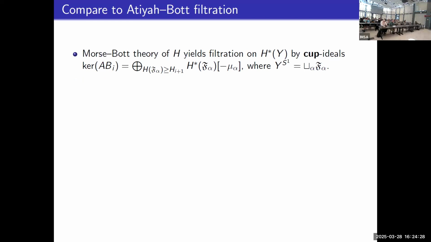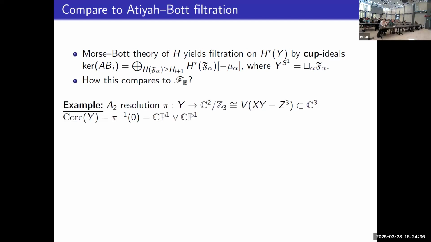So that looks very similar to our filtration, and then I wanted to see how it compares to ours in a very simple example, like the A2 resolution. For more general examples, the story gets more complicated, but this is just showing that, okay, let me first say what we get. So the A2 resolution is like the next example. A1 resolution is the simplest, A2 is the second simplest. So we resolve the xy minus z^3 singularity.